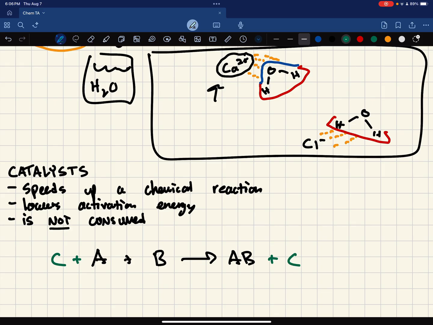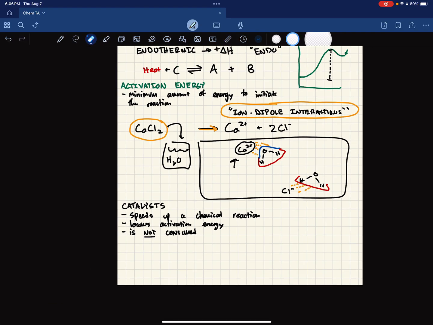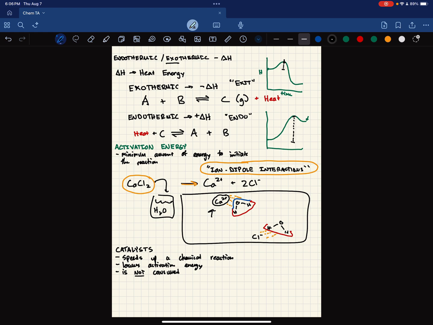It literally is like a vehicle. It comes in, speeds it up, and then it comes right out as C again. So it's not consumed, it's not used up. It comes out exactly how it started. So that's a really important thing to remember about catalysts. Okay? Cool, so that's the main thing with endothermic, exothermic reactions, all of that.